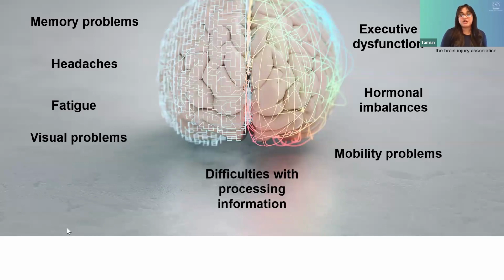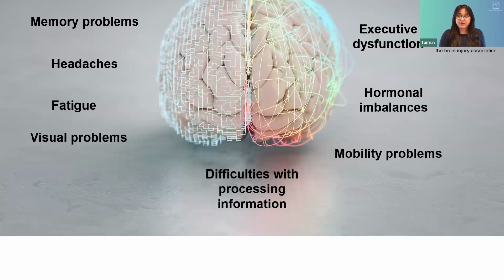And as you can imagine, many of these effects of brain injury have a much wider impact on the person's life. For example, it affects relationships, a person's ability to return to work, to return to driving, independence, and very often mental health as well.